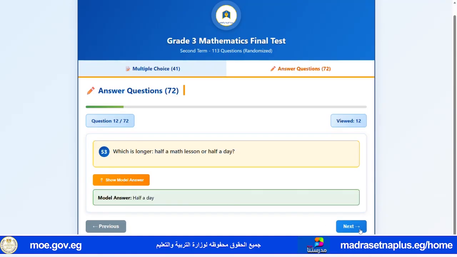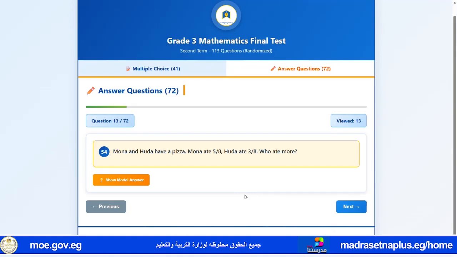Mona and Huda have a pizza. Mona ate 5/8. Huda ate 3/8. Who ate more? Mona or Huda? Let's compare 5/8 and 3/8. Which is bigger? Yes, 5/8. 5/8 is whose share? Yes, it is Mona's share.